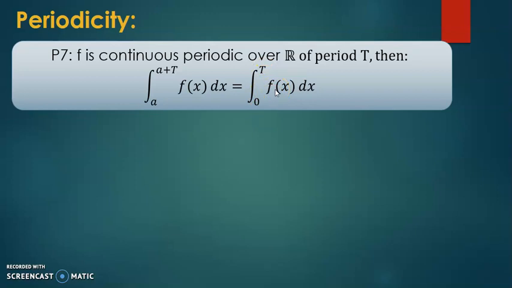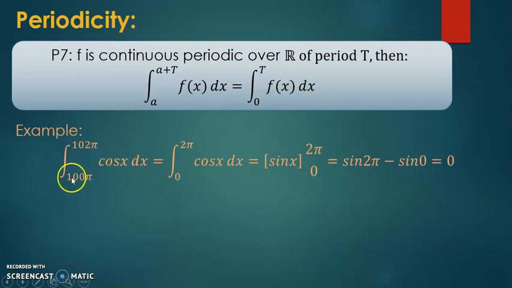Let's take an example to make it more clear. So if you're calculating the integral of cosine x from 100 pi to 102 pi, since cosine x is a periodic function, you know that cosine and sine are periodic functions of period 2 pi, then you should think of this property. First, you check if the difference of the boundaries is equal to the period of cosine x. We know that the period of cosine x is 2 pi, and the difference between these two bounds is also 2 pi. So using this rule, it's the same as the integral from 0 to the period, which is 2 pi, of cosine x.